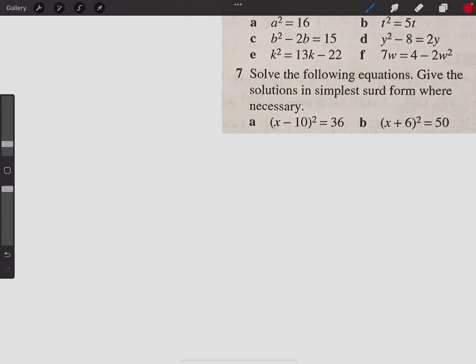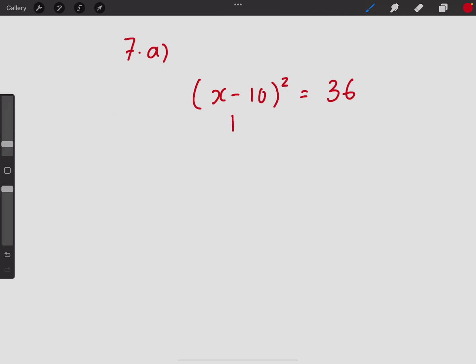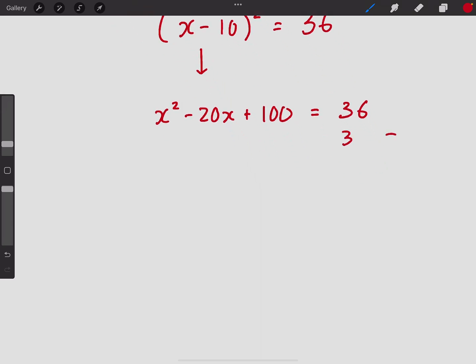So for the first one, excuse my voice, you're going to have x minus 10 squared equals 36. Now if you're not sure what to do, you might want to try expanding this. Maybe you might want to do x squared minus 20x plus 100 is equal to 36. And then you might want to minus 36 from both sides because we want to make this side 0. Okay, and we minus 36 here, so you get x squared minus 20x plus 64 is equal to 0.